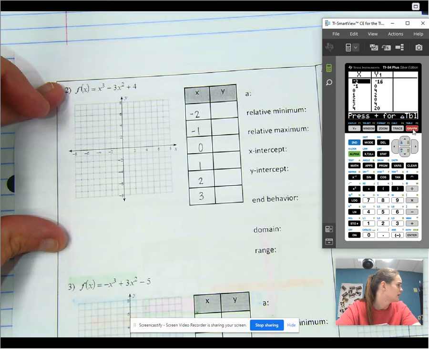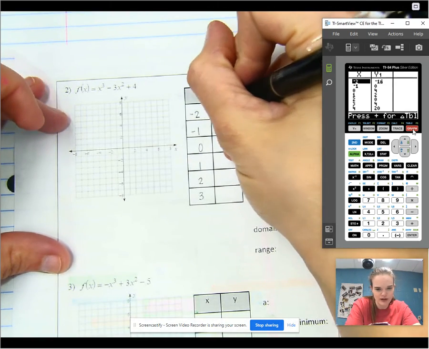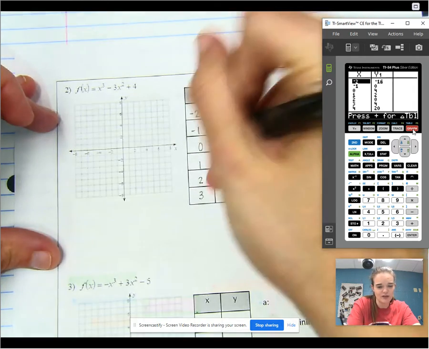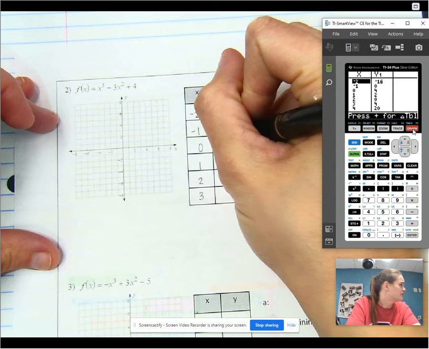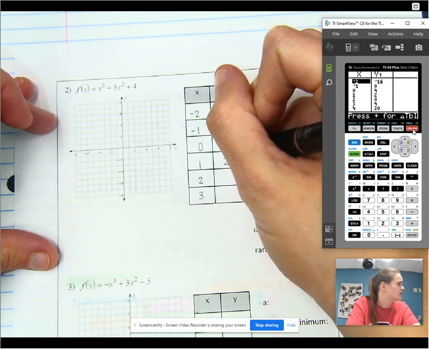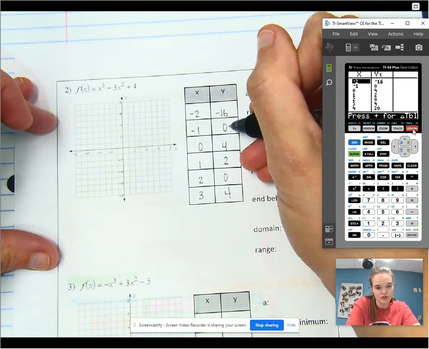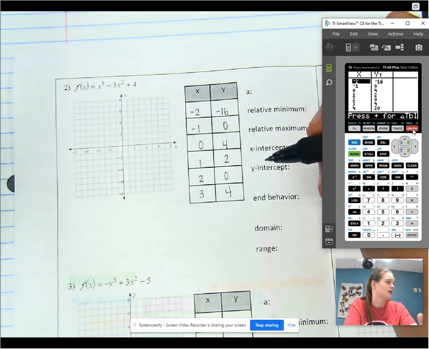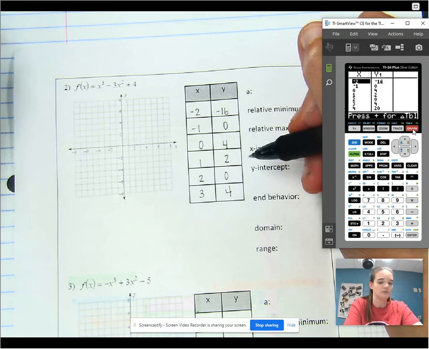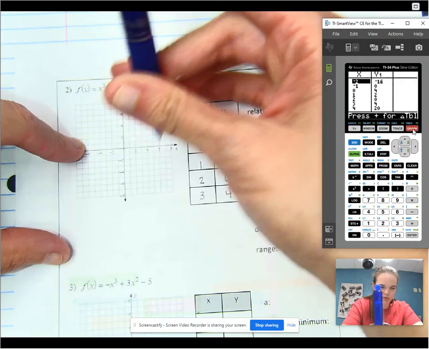Second graph. Okay. -2 is at -16, so I probably won't be able to graph that one. -1 is at 0. That's one of my x-intercepts then. 0 is at 4. 1 is at 2. 2 is at 0. 3 is at 4. You are going to have repeats. You should. 0, 0, 4, 4. It's not quite like a quadratic's repeats, but I cannot graph -2, -16, so I'm going to have to graph -1, 0 first.